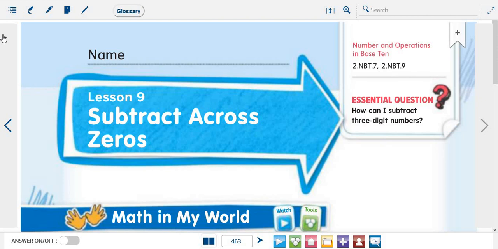Our lesson today is subtract across zeros. Some numbers end with zeros, like 200, 300, 400, and all hundreds. These numbers have no tens, no ones. How can we subtract from such numbers? This is what we are going to learn in this lesson. Let's start it.